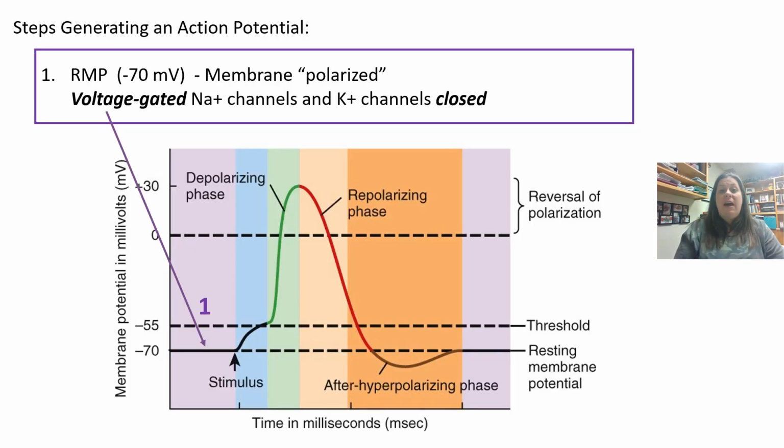So let's look at these steps of how we actually generate an action potential. First, we have to start with the resting membrane potential, which is about negative 70 millivolts. This is when the membrane is polarized. It's shown here in the purple, and the voltage-gated channels of the sodium and the potassium are closed. Okay, so nothing's really happened here. We're sitting at this resting state.